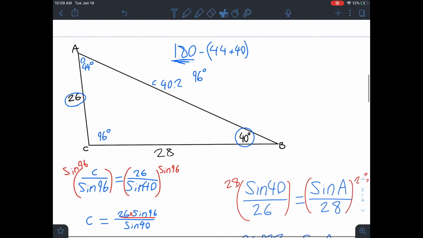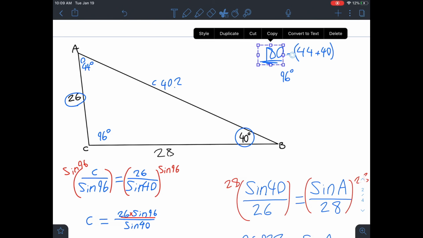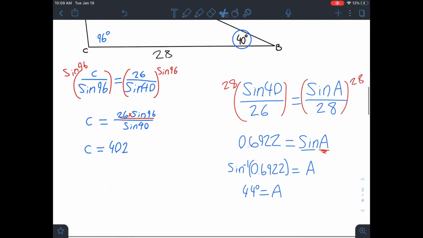So, now, this triangle is completely solved. We got all of our angles, all of our sides, and we used the sine law formula for all of it.